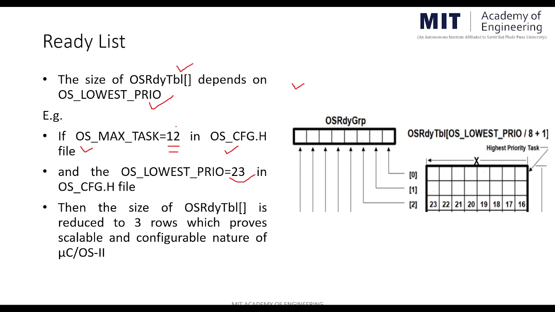Okay, I need only 12 tasks, but I put the value in the OS lowest priority as 23 in the config.h file. Then the size of the OS RDY table is reduced to only 3 rows, because in the 3 rows I can cover the task priorities from 0 to 23. So I can say that the lowest priority is 23 here, and only 3 rows are provided by the kernel. This proves that MuCOS2 is scalable and configurable.